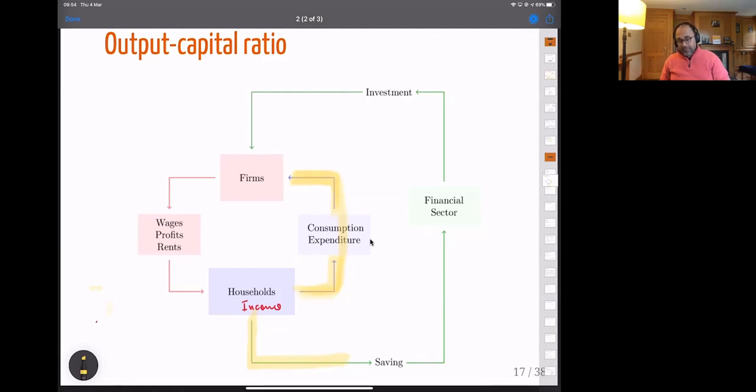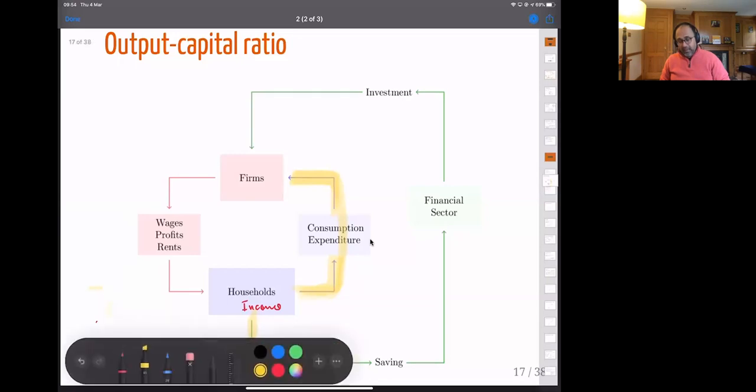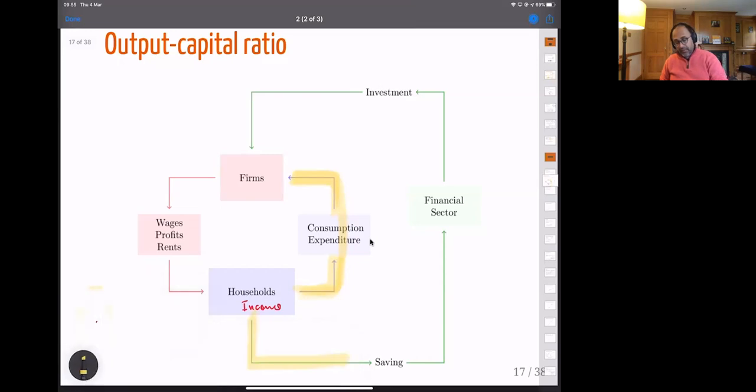Now, it turns out that if you think of all the money in a particular period that's flowing from the firms to the households, and the households are then deciding between consumption and saving, that means all the income is not being spent on buying things from the firms, right?